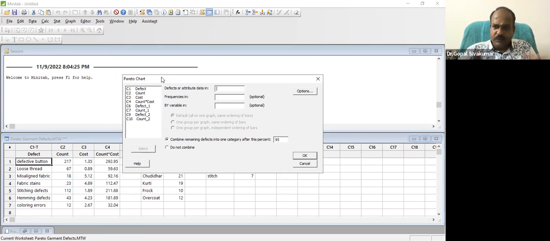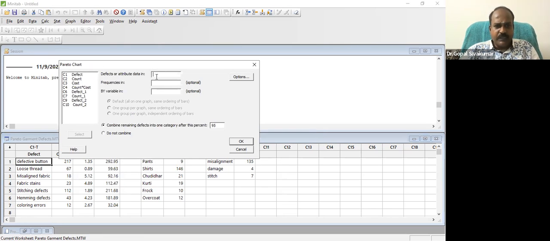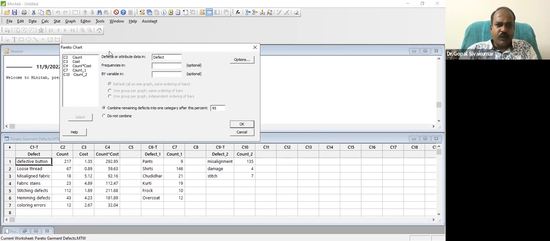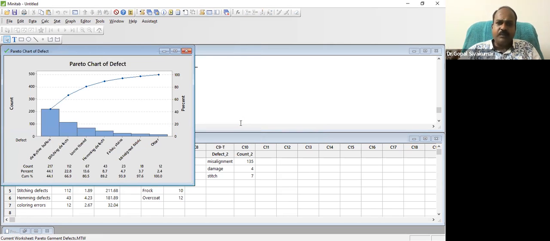And now this window will come. It is asking you, where is the defect data? Defect data is in column number 1. So I just click and select column number 1. Where is the frequency? The frequency of the defect is expressed in column number 2. So I click and select. And now I just give OK. Are all of you able to see a Pareto getting generated? You can see a graph, isn't it?